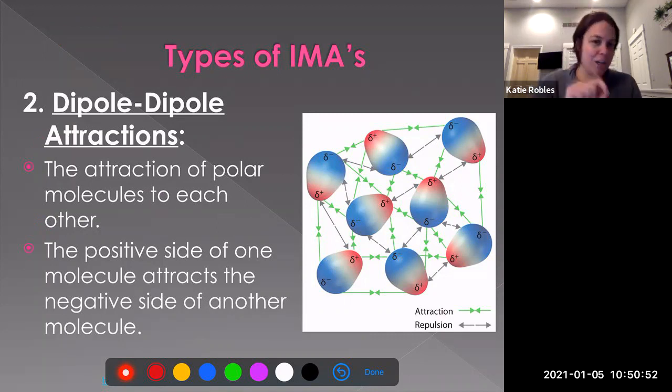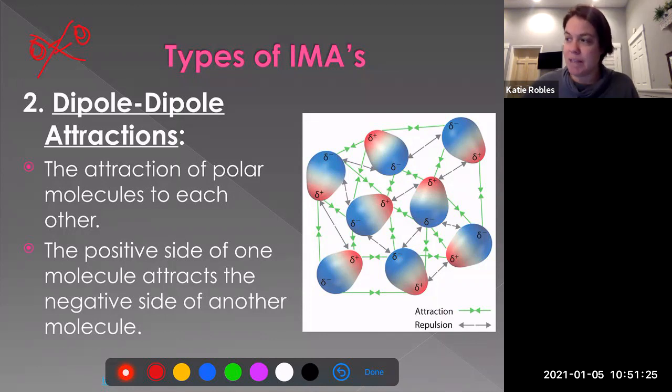The second type of IMA that I want to tell you about today is a dipole-dipole attraction. I literally hate this word. I wish that they would rename it just to call it a polar attraction. That would be a much better word for it. But unfortunately, I did not write the chemistry book, so I'm not allowed to rename it. It is called a dipole-dipole attraction. And it happens when the molecule is polar. Now, I'm not talking about oxygen anymore, because oxygen is nonpolar.